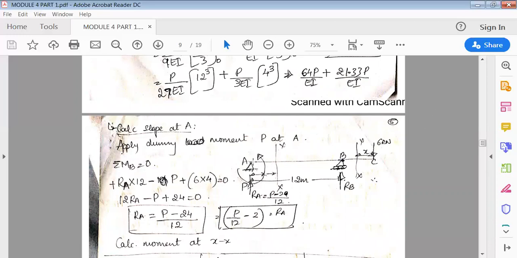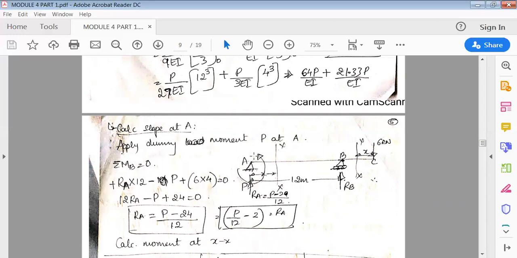So let's find the moment. If I find the moment at A, I'll not get RA here. My main interest is that when I cut this section, the left side should have RA. So I'll find the moment at B. So the moment at B: RA clockwise, so RA into 12, plus 6 into 4, the second load. Next, this moment is acting anti-clockwise, so I'll take it as minus.